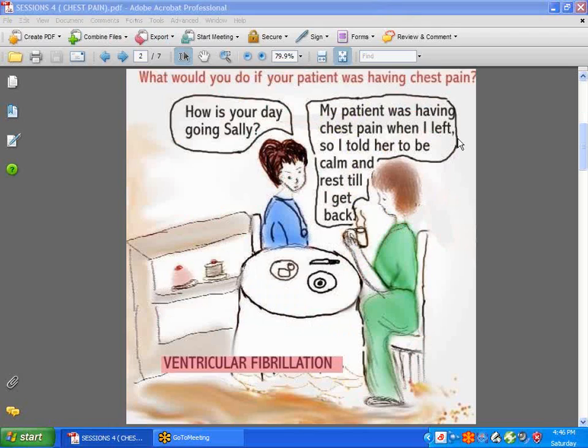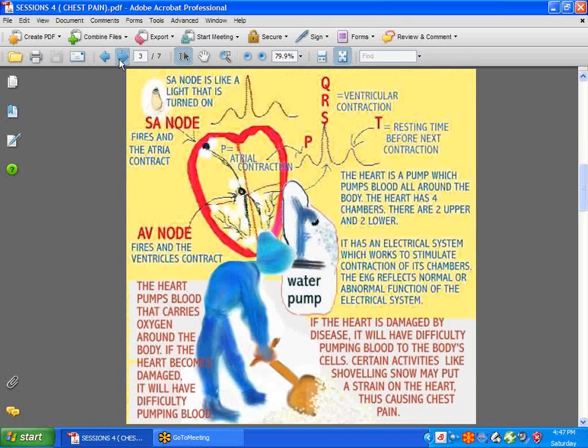Now, here we are. What would you do if your patient was having chest pain? Here is Sally. She's on her break. Her friend is asking her, Sally, how is your day going? And what does Sally have to say about her break? That her patient was having chest pain and that she told him to stay calm until she got back. Does that really make sense to you? Well, let's take a look at why this would not be the right response.